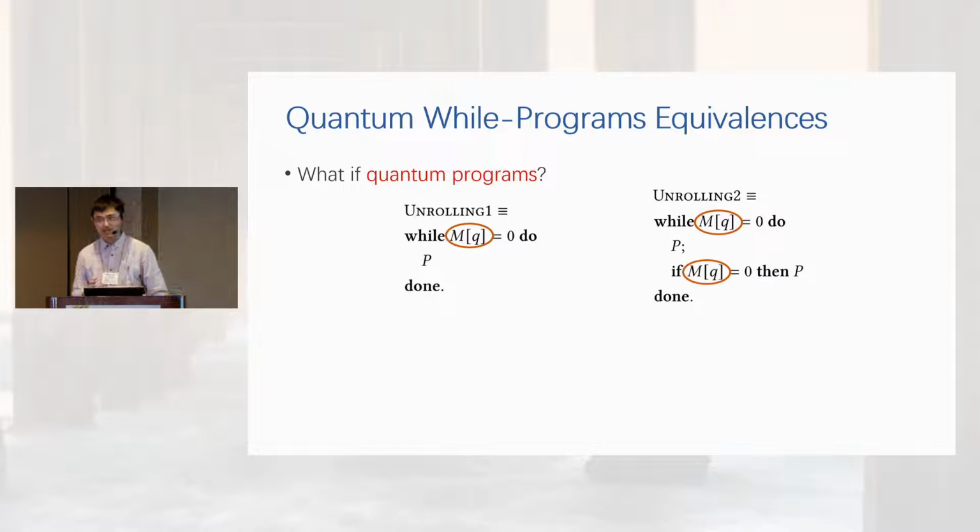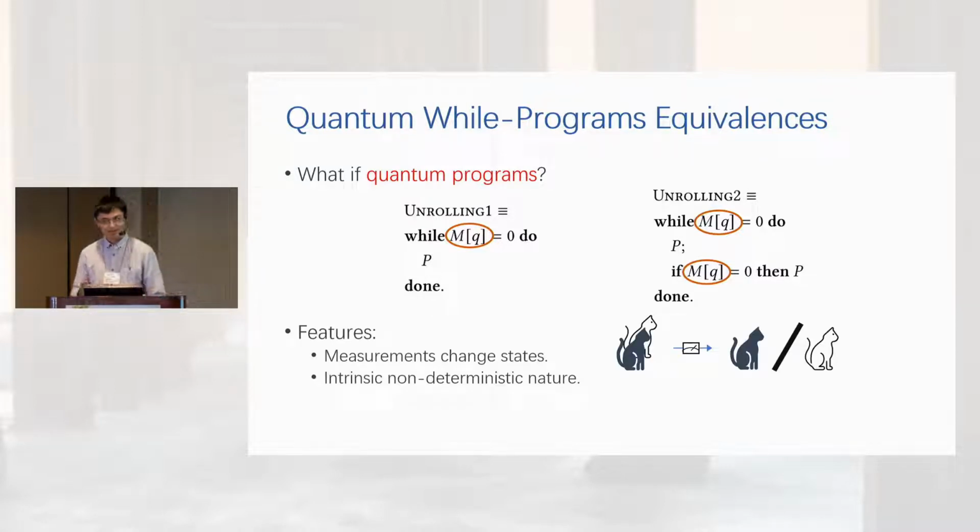Now we switch the context to quantum programs. Here you can see that the loop guard now is replaced by a quantum measurement. Quantum programs have many marvelous features. For example, when you apply a measurement, the state will change, and quantum programs have an intrinsic non-deterministic nature. As an example of quantum measurement, if you measure the superposition of a black cat and a white cat, with 50% probability, the result will be a black cat, and with 50% probability, the result will be a white cat.